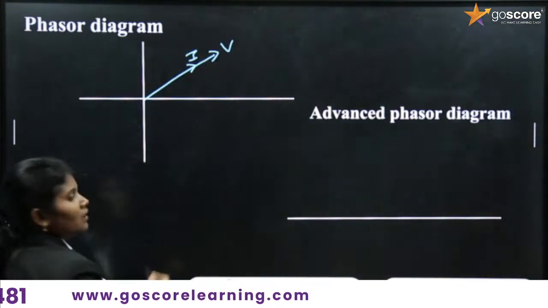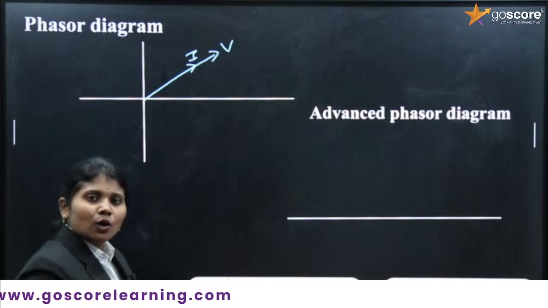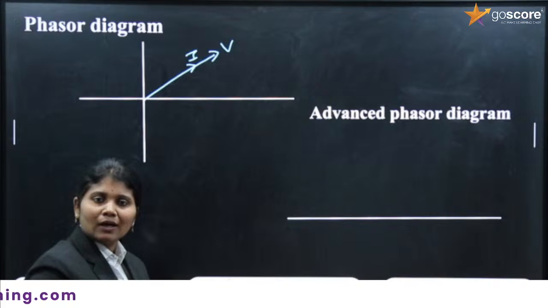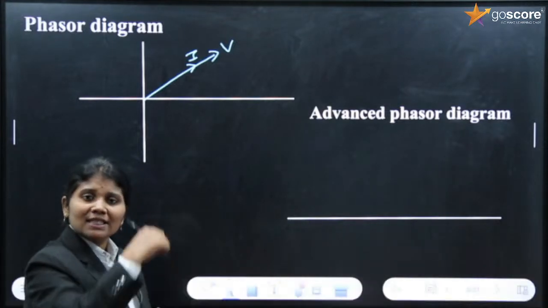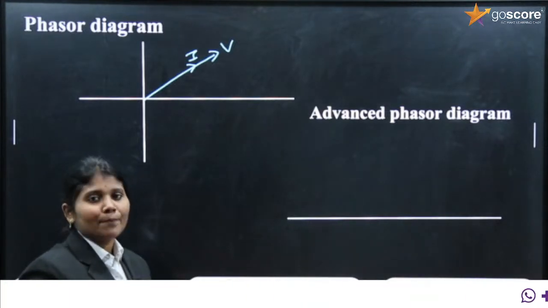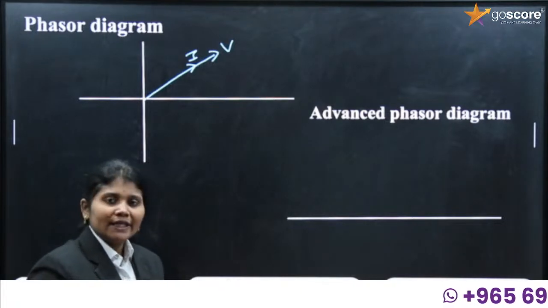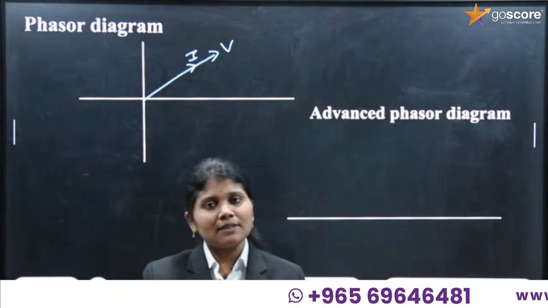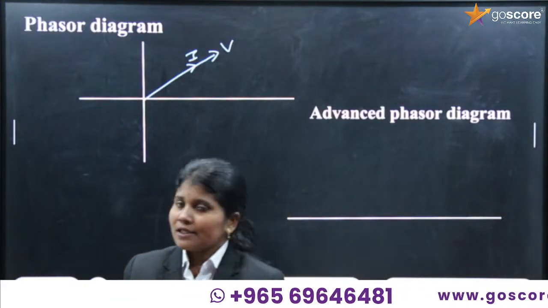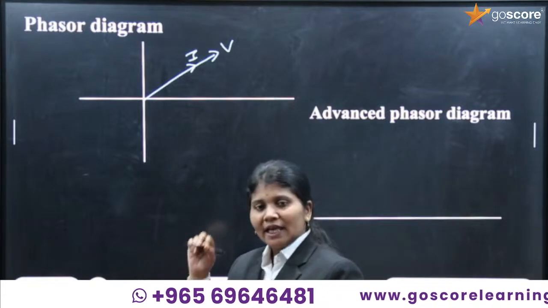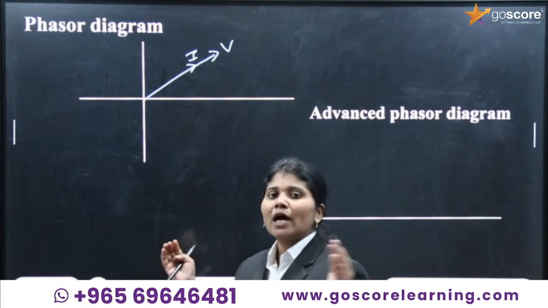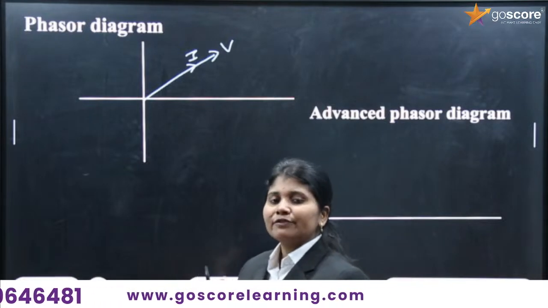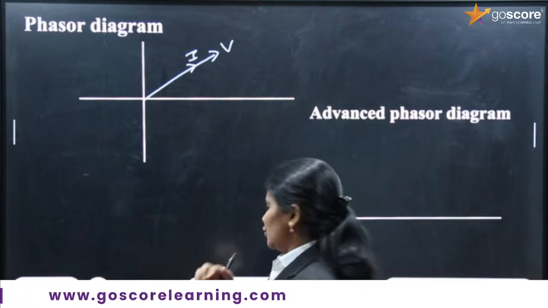But here, across a capacitor and across an inductor, the voltages are on the same line but in opposite directions. Why? In an inductor, voltage is leading. In a capacitor, current is leading. That's why both are on the same line but in opposite directions. How do we draw the phasor diagram for capacitor and inductor?